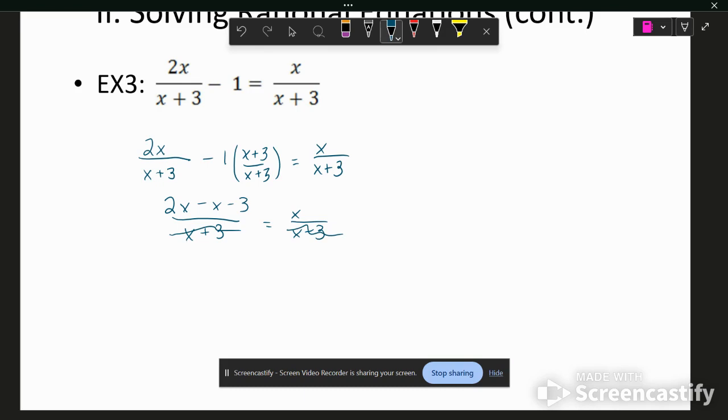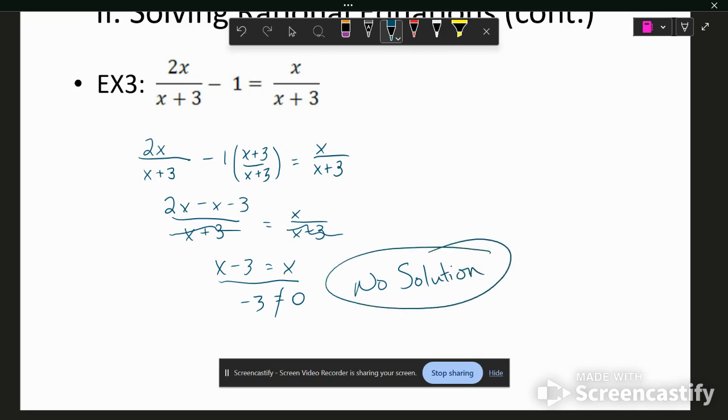So you'll get hopefully to a point where you'll see that x plus 3 is both the denominators. If I simplify, I get x minus 3 equals x. Well, from here, I get negative 3 is equal to 0. So this would be no solution. You'd subtract x on both sides. Questions at all? So far, so good?